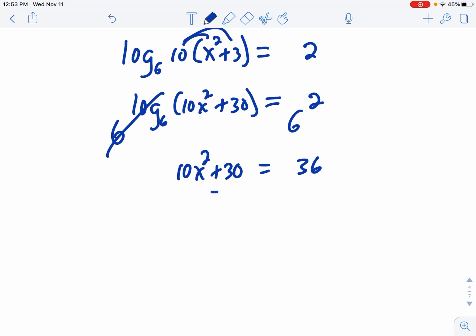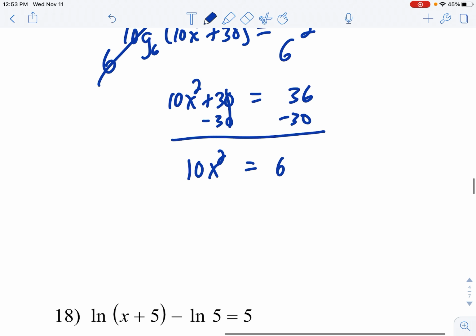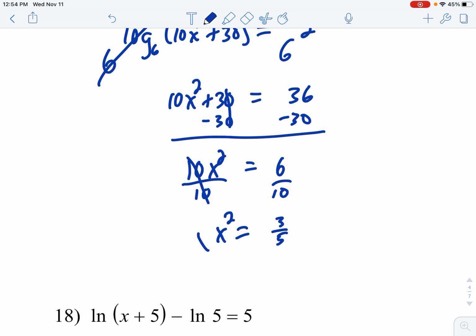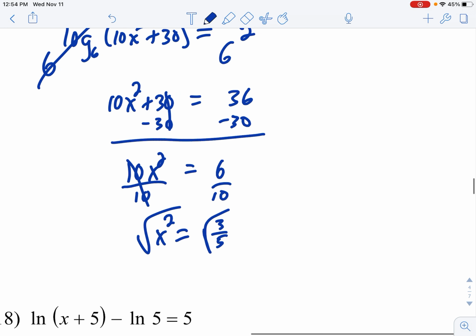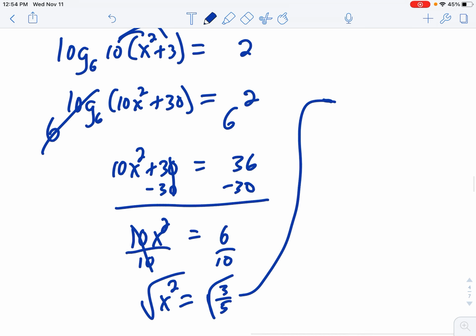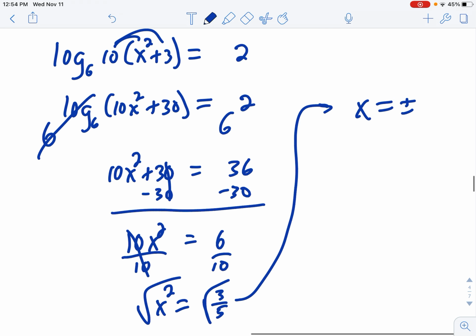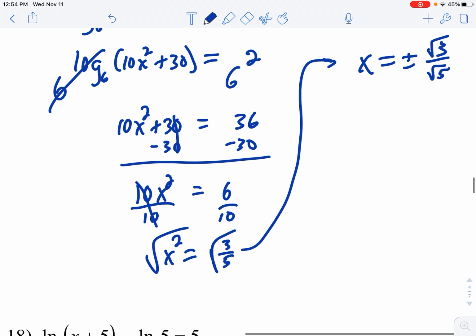Now, let's see. Subtract 30 on both sides. 10x squared equals 6. Okay, I can cope with that. Divide both sides by 10. X squared equals 6/10, and then that becomes 3/5. Square root both sides. X equals, whenever you square root, you have to put a plus minus on the answer. Square root of 3/5. Now that becomes square root of 3 over square root of 5. You can't square root 3, you can't square root 5.